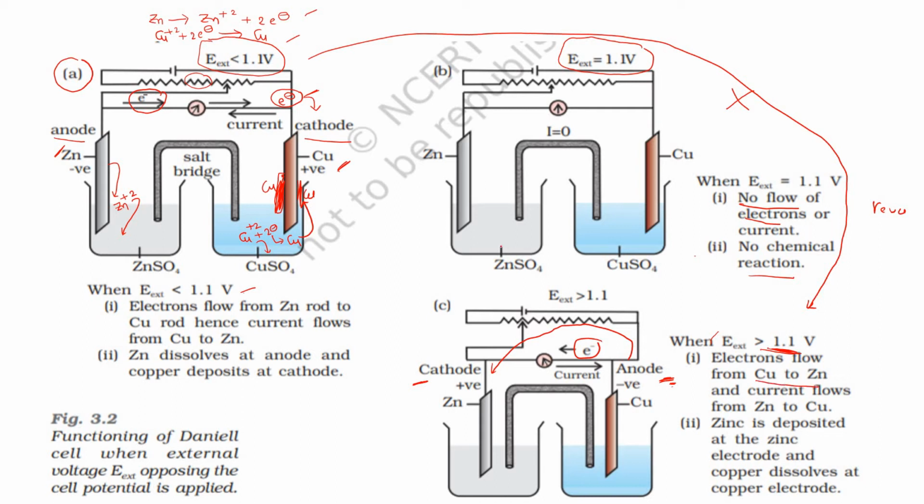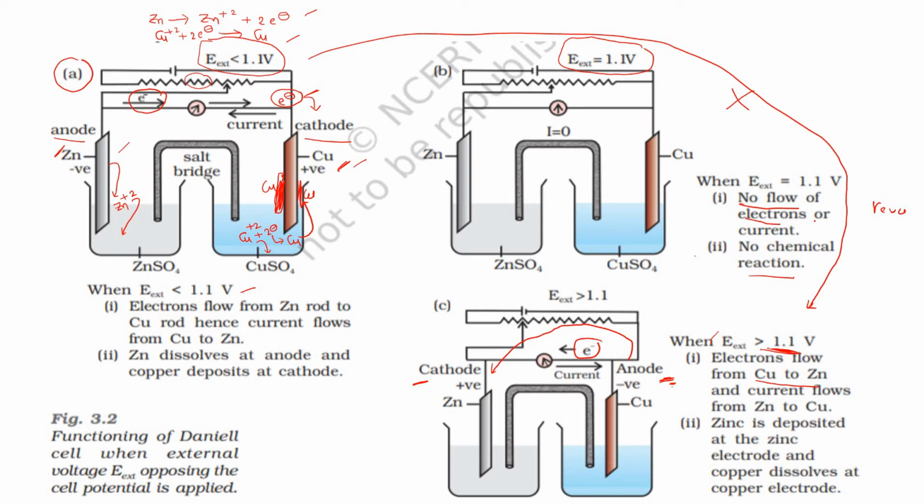Now conventionally, the flow of current is always opposite to the flow of electrons. In the earlier case, electrons flowed from zinc to copper, so current flowed from copper to zinc. Here electrons are flowing from copper to zinc, and current flows opposite, from zinc to copper.